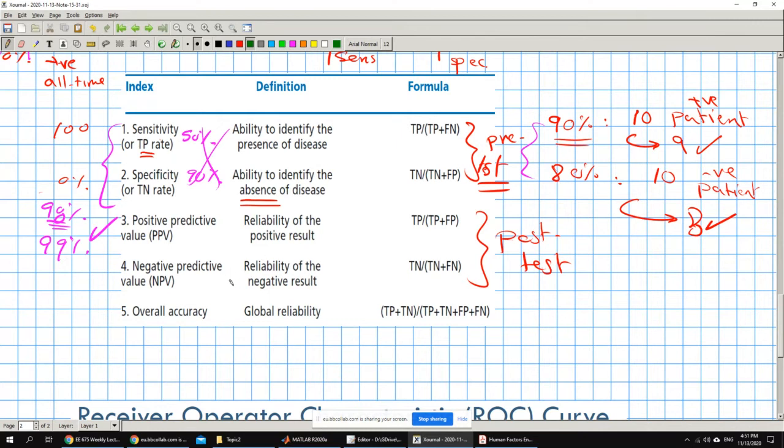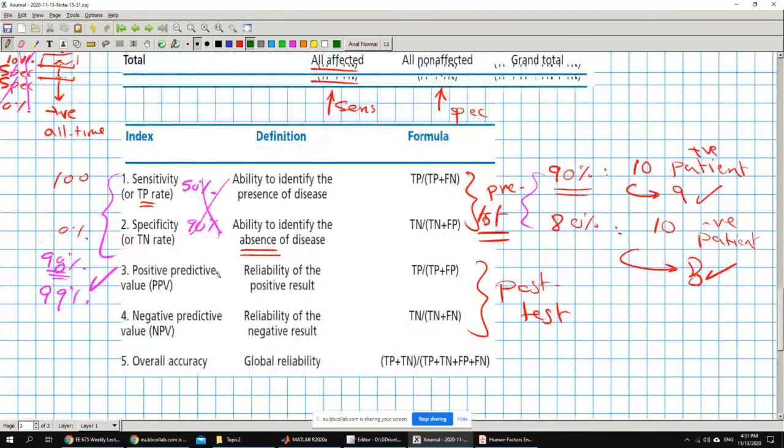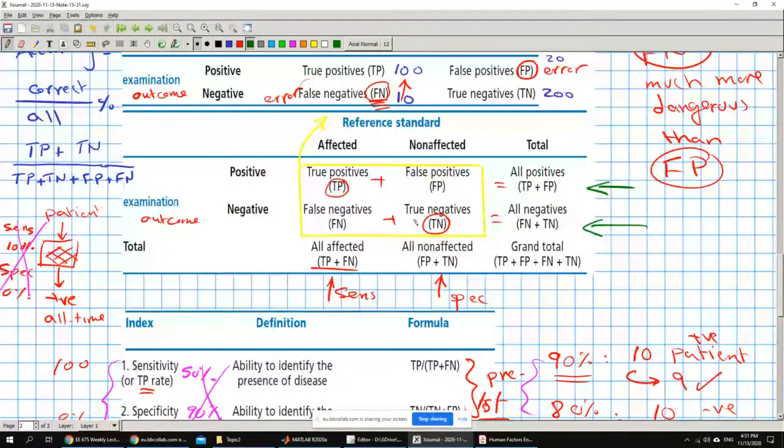Same thing in the negative. Negative predictive value: you look at the other row here, and you basically have the true negatives over the total negative. If you get a negative predictive value of 95%, then if you do this diagnostic test or diagnostic examination and get a negative diagnosis, it's very likely that it's actually negative, which is good.